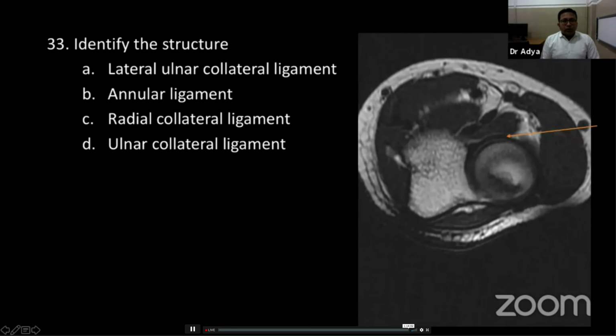Now 33, identify the structure. A, lateral ulnar collateral ligament, B, annular ligament, C, radial collateral ligament, or is it D, ulnar collateral ligament? We are live, sir.